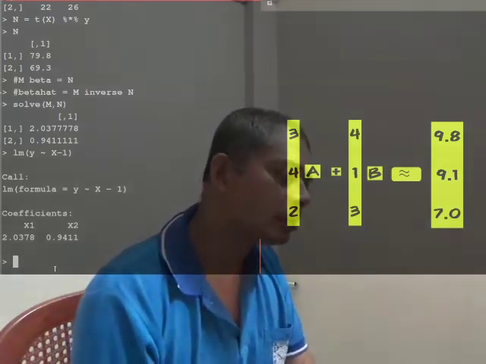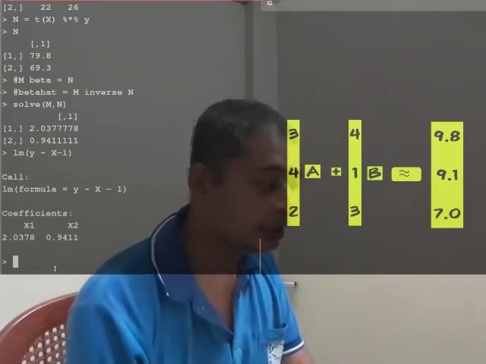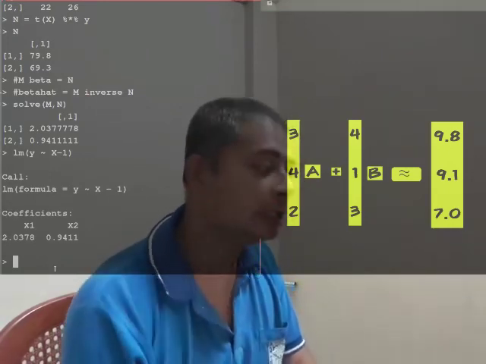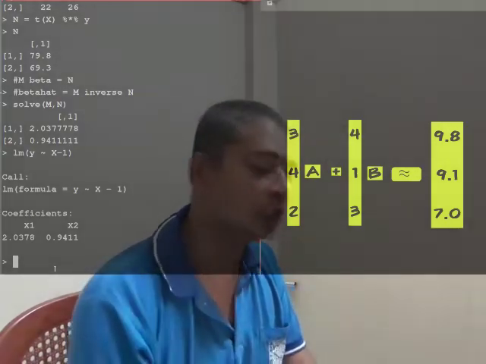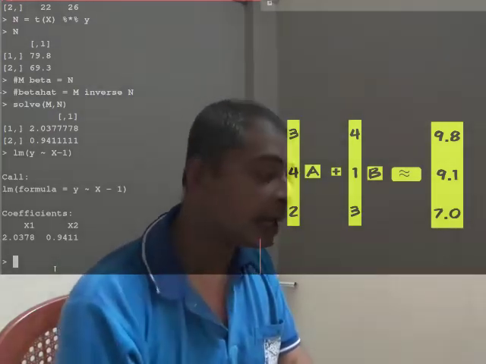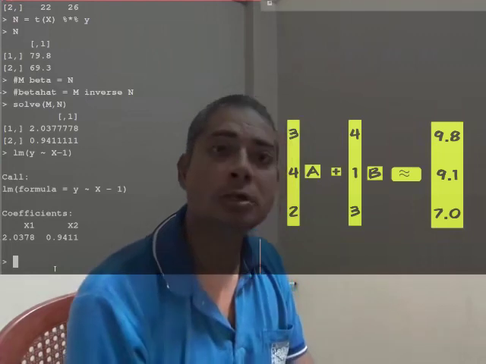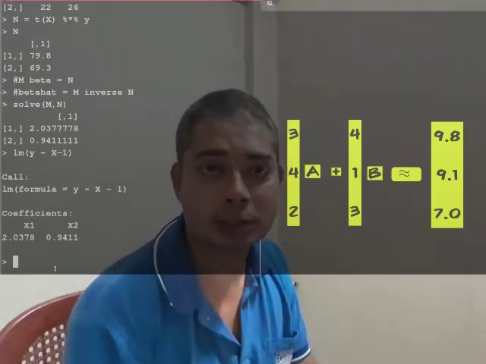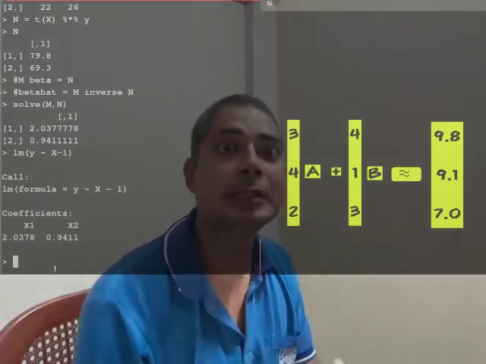So you might think, what is the use of using LM? I have already told you that this is numerically more stable. It does not use direct matrix inversion, which is a numerically unstable operation. However, there is another reason which is more important. Suppose your design matrix, the X matrix, is such that X transpose X happens to be a singular matrix.